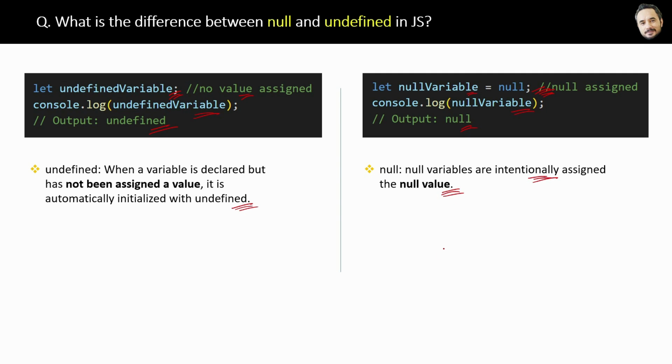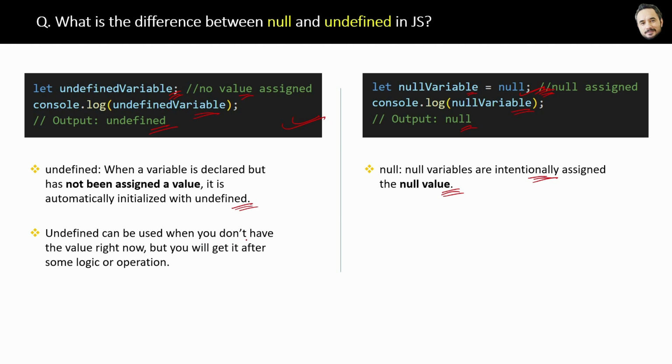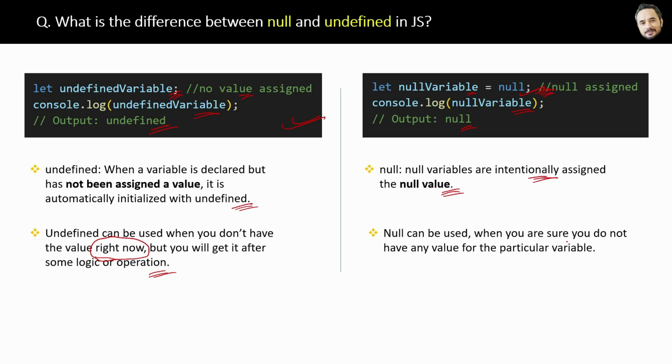Now the real question is, when in your applications will you use undefined and when will you use null? The answer is undefined can be used when you do not have the value right now, but you will get it after some logic or operation. Then null can be used when you are sure you are not going to get any value for the variable soon. So that is the difference between them.